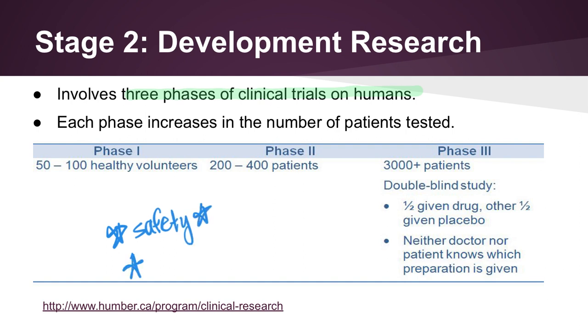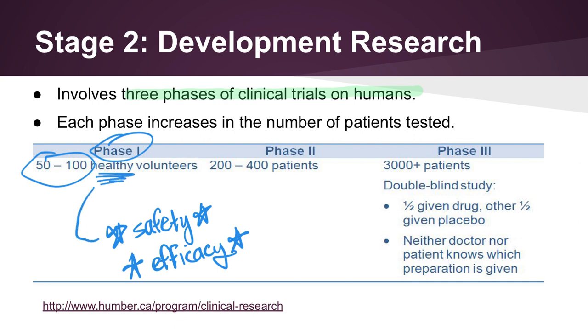And then they're also looking for efficacy. So, how effective is the potential drug? Phase one will start with a very small population, 50 to 100 healthy volunteers, because we're looking at safety only in phase one. If it's determined to be safe or safe enough to move on to phase two, then our study gets a bit bigger, 200 to 400, and now it's patients.